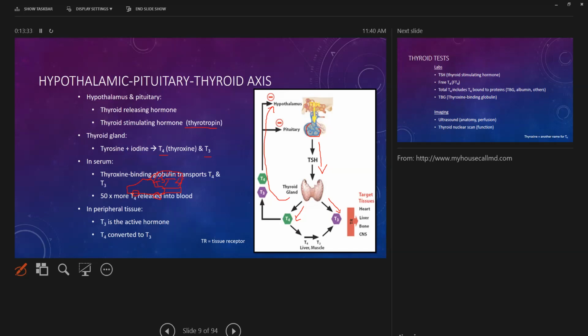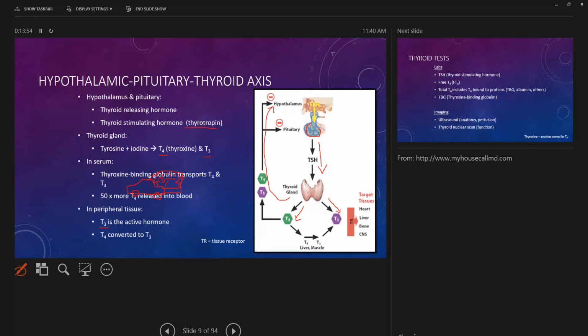All right, so 50 times more T4 is released into the blood than T3. That's a lot of the reason that we monitor T4. T4 is also the active metabolite. Oh, I just lied. Look at this. In the peripheral tissue, T3. So sorry, that is my bad.